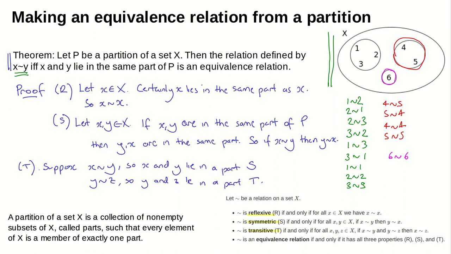Now I'd like x to be related to z. That's what we need to conclude in order to show that the transitivity property holds. But at the moment, x is in a part S and z is in a part T. So I'd better show that S is equal to T. But that's true because the definition of partition is that every element of the set capital X lies in exactly one part. Now y lies in the part S and y lies in the part T. So it must be that S equals T, otherwise the partition condition wouldn't hold.